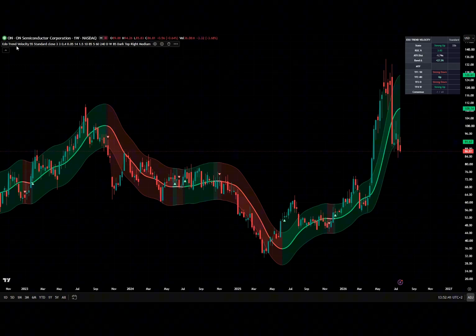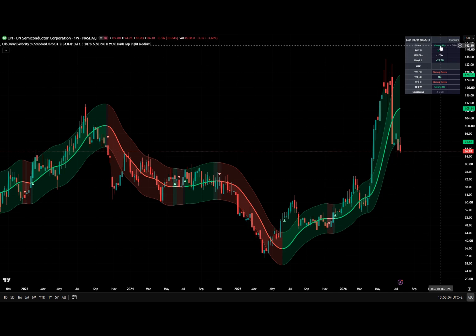In this video we show you how Edo Trend Velocity works. Direction is the easy part. What most tools do not tell you is how fast that direction is moving, and whether it is speeding up or running out of air. That is what this engine measures, the velocity of the trend, in 4 separate readings.